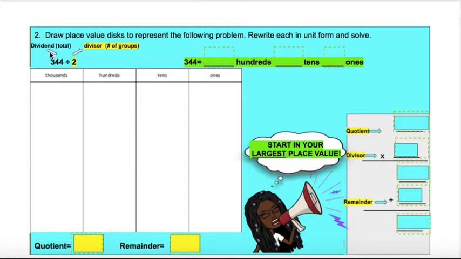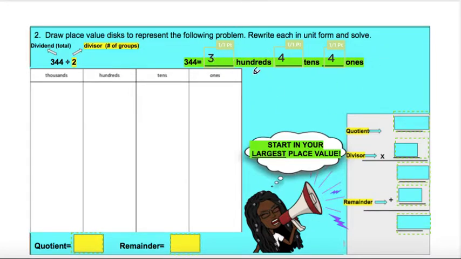We have 344 divided by 2, and the number 344, how many hundreds do I have? Yes, I have 3 hundreds. How many tens do I have? Beautiful, 4 tens. And how many ones do I have? Fantastic, 4 ones. Now that we've decomposed our number or written our number in unit form, it's now time for us to place this number on our place value chart.